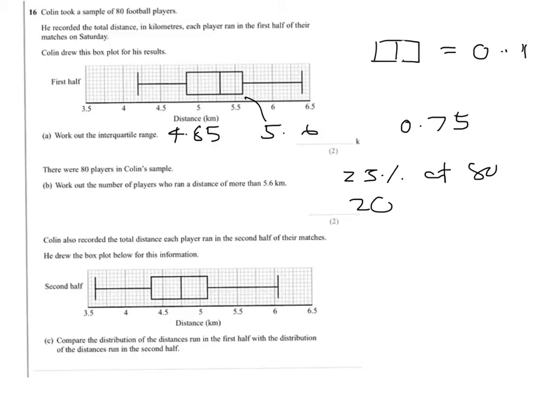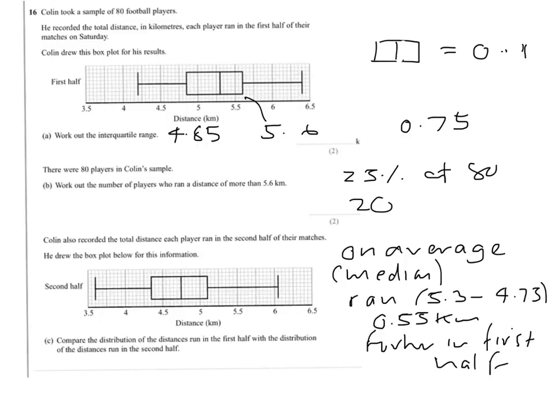We can work out the median. It's 4.75 in the second half, and in the first half, let's have a look at this, it's halfway between 5.5 and 5. Yeah, it's 5.3. So we've got 4.75 and 5.3. So I'll write down that information. On average, using the median, they ran 0.55 kilometres further in the first half. The 0.55 comes from 5.3 subtract 4.75.